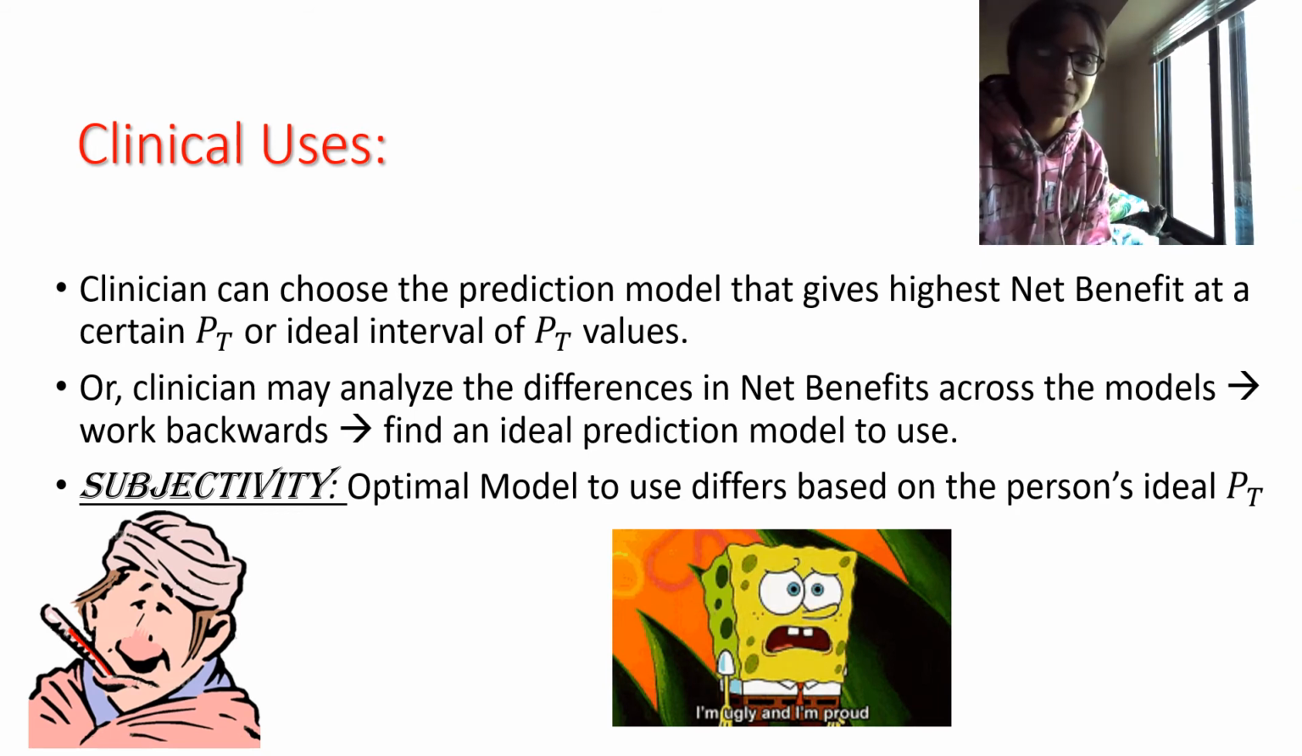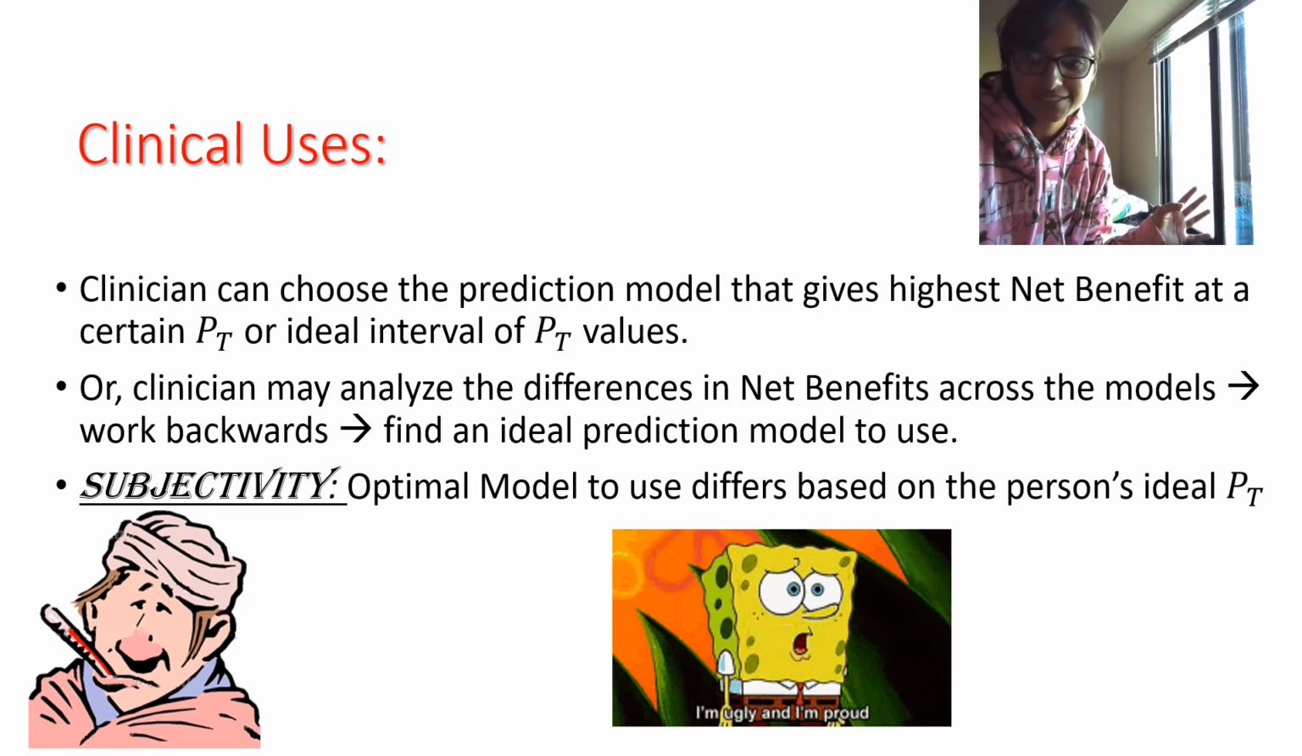Or you could work backwards, and that's another way you could go about it. So either you could have a prediction model in mind based on the one that gives you the highest net benefit across a wide range of thresholds, and then choose that, saying that this one gives me a higher net benefit for a lot of the models.